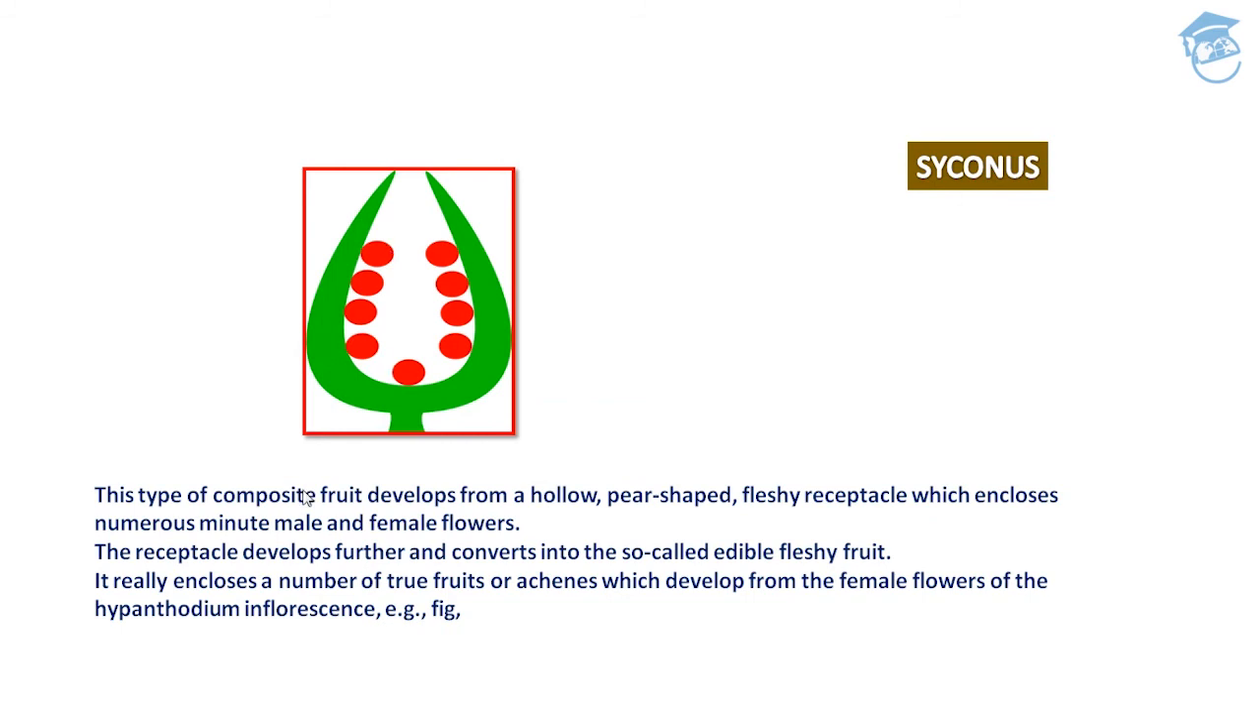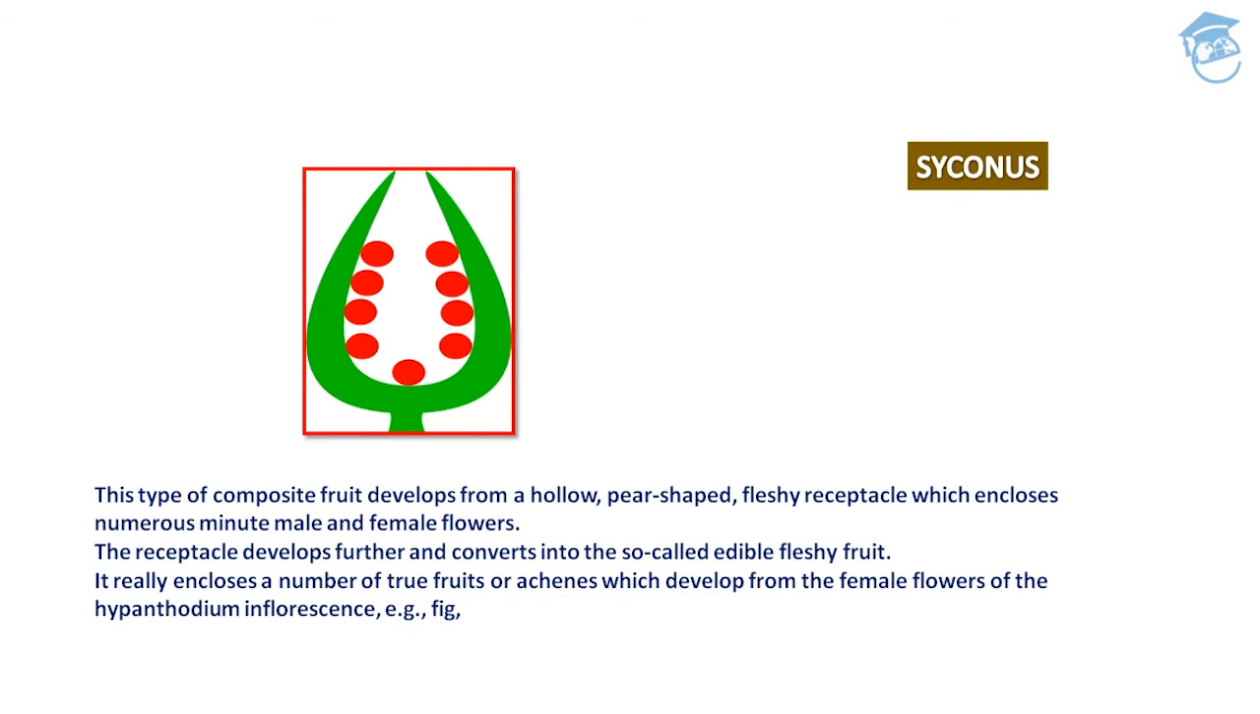First, we'll talk about the syconus, students. This type of composite fruit develops from hollow pear-shaped fleshy receptacle. See, this is the receptacle. This curvy shaped is receptacle, which encloses numerous minute male and female flowers. See, these red ones are male and female flowers. And the receptacle develops further and it converts into so-called edible fleshy fruit.